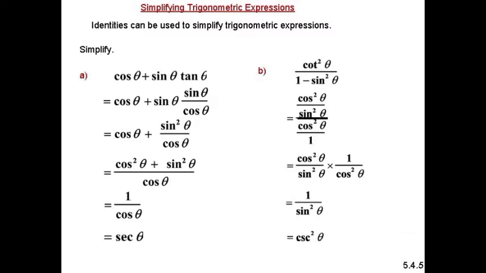Okay, I hope you learned about the identities of trigonometric expressions. So let's proceed to simplifying expressions. As you can see on the screen, there are the simplifying trigonometric expressions.